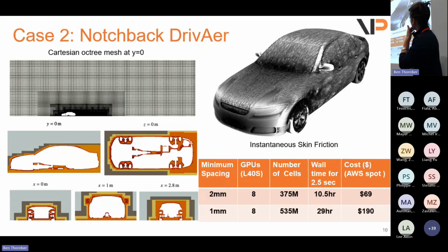And then I'll move to case 2, DrivAer. So for this, I think we submitted 2 millimeter. I'll show you results for 2 millimeter and 1 millimeter. That's our finest grid spacing.